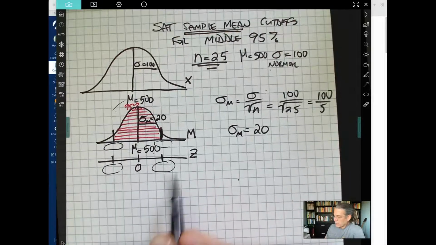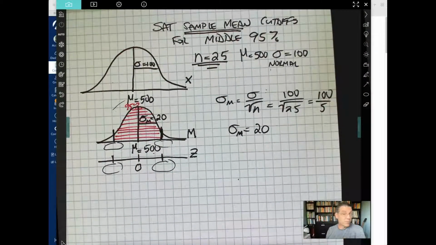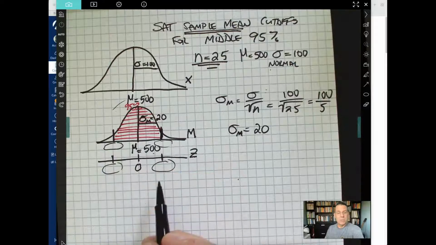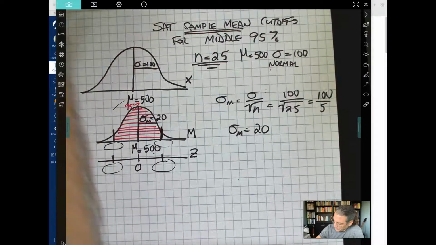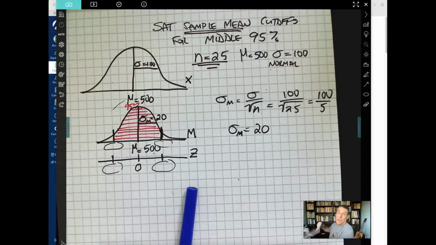Now what I know is when we convert things to Z-scores, the middle is always a 0. Mean for Z-scores is always 0, standard deviation is always 1. So what I first want to do is convert this percentage into a Z-score cutoff. To do that, you have to figure out what I've shaded here so that we know which column we want to look this up in our unit normal table.